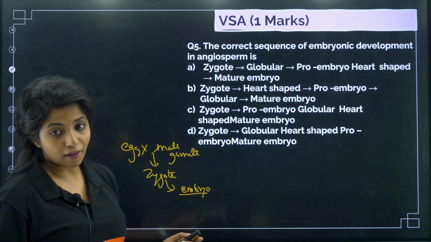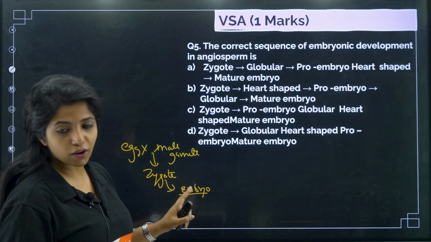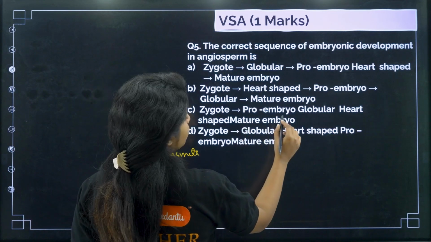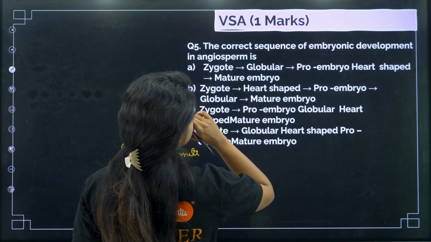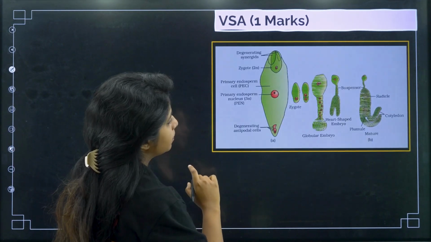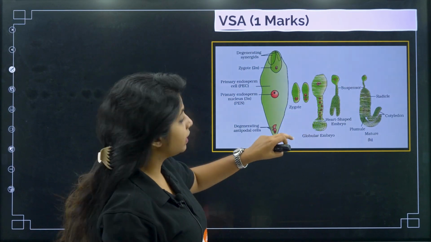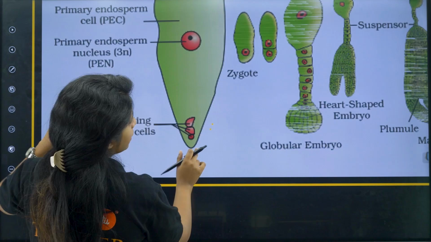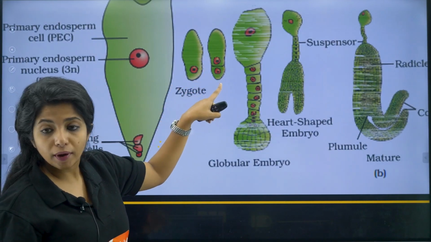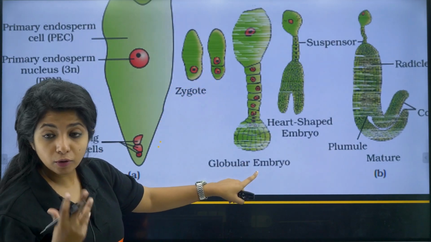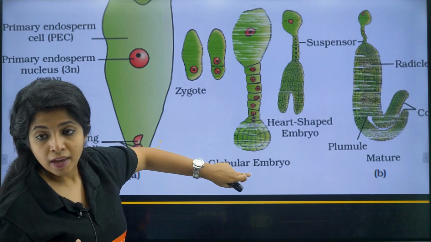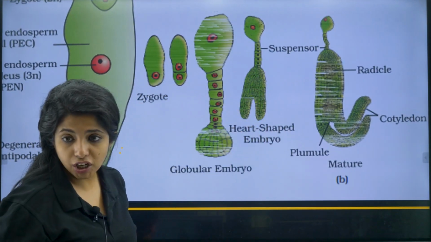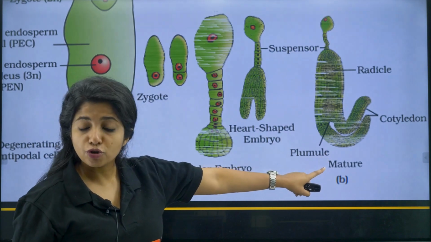So, this you have to remember. First comes the zygote. After the zygote comes something known as the pro-embryo. This thing that you see is known as the pro-embryo. After that you have the globular embryo, which is globe shaped. Then you have the heart shaped embryo. If you see, there's an opposite heart over here. There's a heart shaped embryo and then you will have a mature embryo.